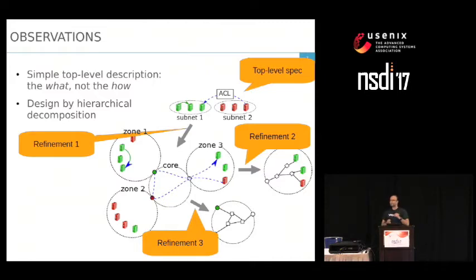And importantly, these refinements are modular in the sense that every refinement focuses on one part of the network, pretty much ignoring everything else. So this structure is not unique to this particular case study. In fact, I would argue that any real network is amenable to this kind of hierarchical modular decomposition.